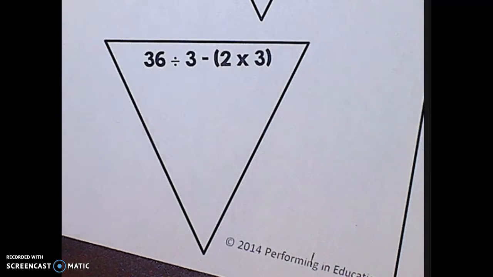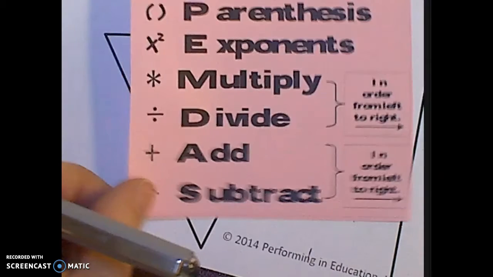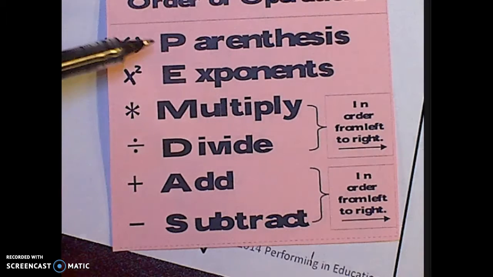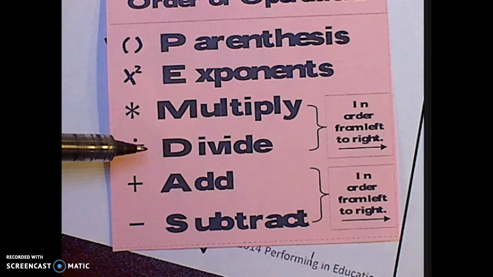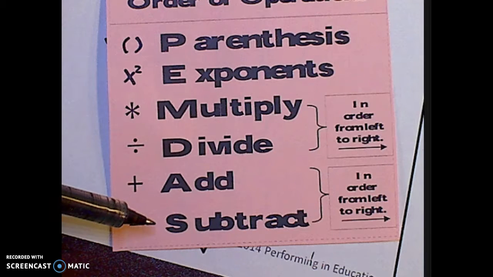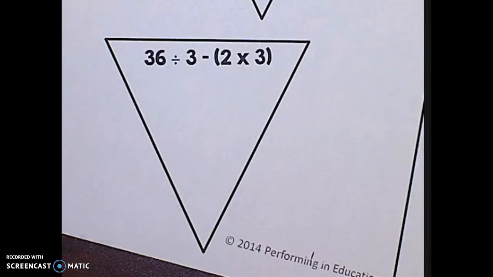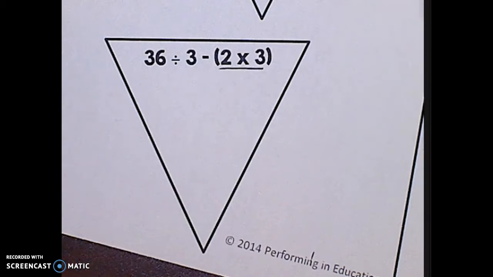So there we go. Now let's look at this problem and think about PEMDAS and what we know we should do first. We have our little hint paper: parentheses, exponents, multiply and divide in order from left to right, add and subtract in order from left to right. So right here we have parentheses. Let's take care of that first.